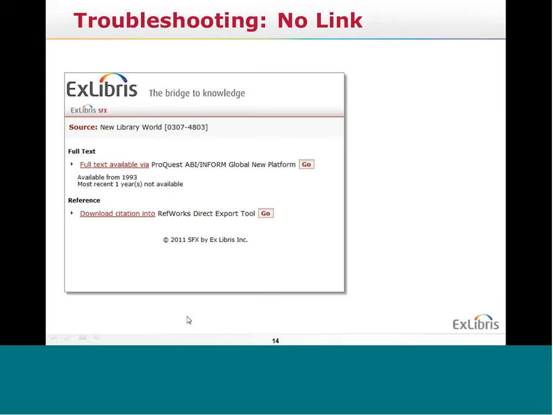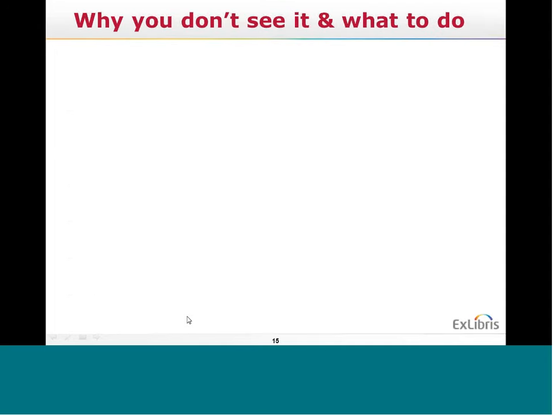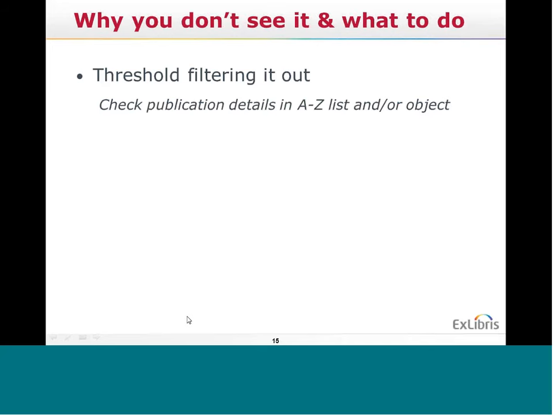So for example, you know that you subscribe to the journal in EBSCO, and you expect to have an EBSCO link in the full text display in the SFX menu, but it's not there. So what are some possibilities for why we don't see an EBSCO link in the SFX menu when we expect it should be there? First of all, the threshold may be filtering it out. Maybe the article is from 1998 and your EBSCO coverage doesn't go back that far and your threshold is actually configured correctly. Or maybe 1998 is covered in your subscription, but the threshold in SFX needs to be adjusted to match your institution's subscription.